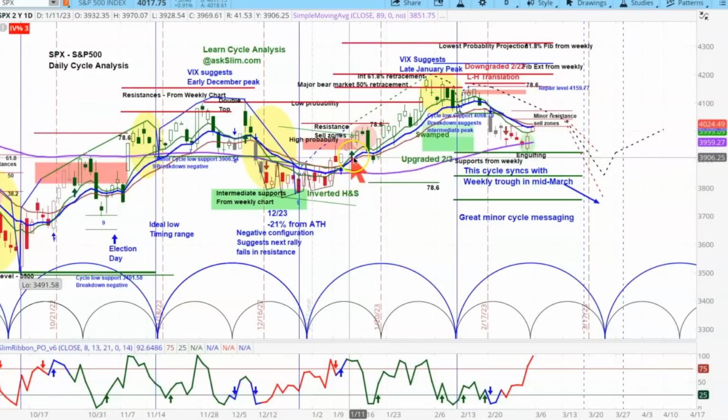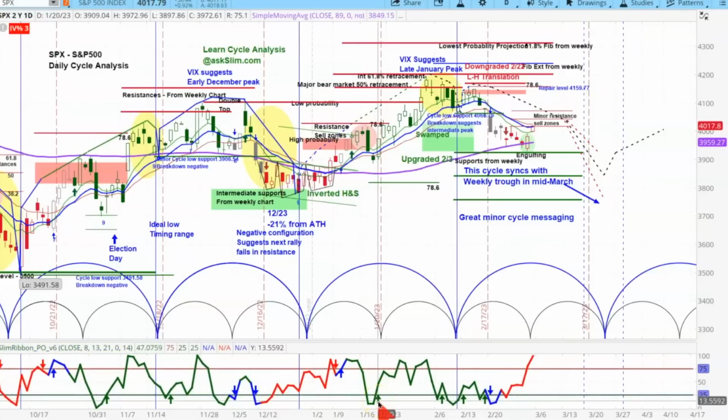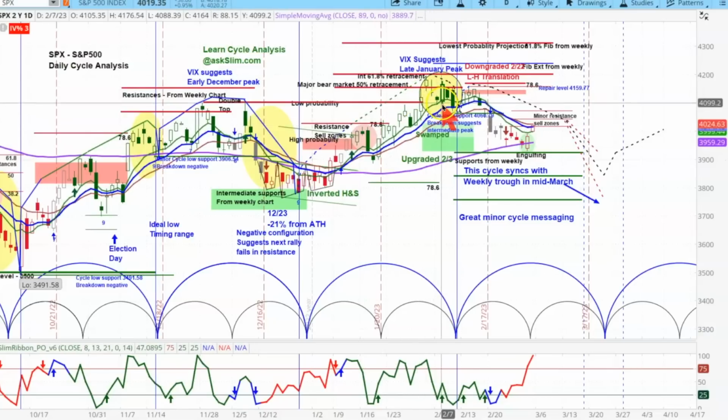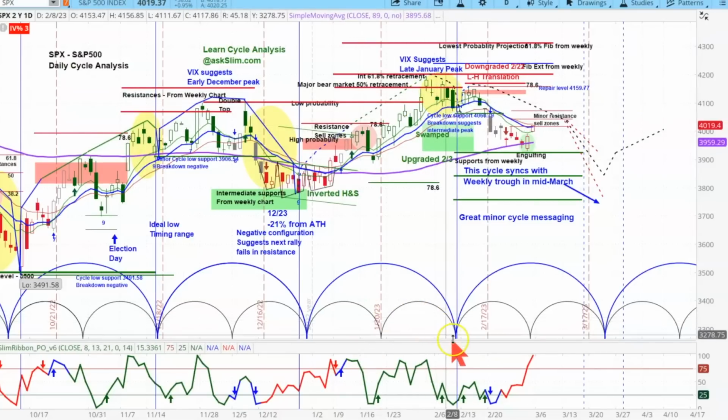Now you'll see our slim ribbon turn positive right over here, our slim ribbon PO on the bottom. This is a level 4 special indicator study that we have, and you can see these positive resumption signals that you got right in there, and that was telling you the market was still strong. And note the period of risk right in here was short in duration also.